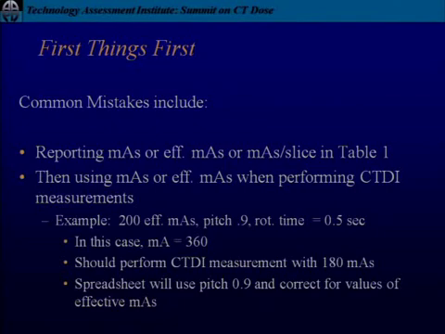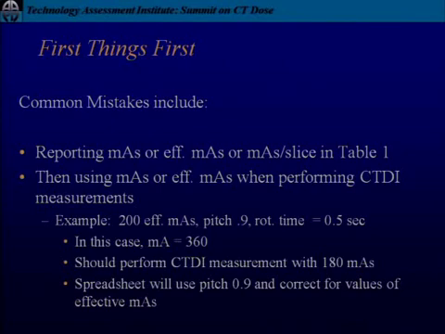when they go to do a CTDI measurement, because remember that effective MAS or MAS per slice is defined for a helical scan, and CTDI is defined for an axial scan, they'll do it at the wrong technique. That means, for example, they use the MAS or effective MAS when performing CTDI. So, for example, here's a 200 effective MAS protocol, let's say, with a pitch of 0.9 and a rotation time of 0.5. And in this case, if you had gone through the algebra on the previous slide, you'd see the MA was 360.